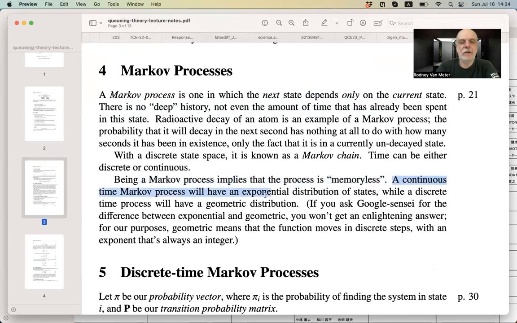A continuous time Markov process will have an exponential distribution of states, while a discrete time process will have what's called a geometric distribution. If you ask Google Sensei for the difference between a geometric and an exponential distribution, you won't get a very helpful answer. You won't get something that's really enlightening. But for our purpose, the geometric means that the function moves in discrete steps and with an exponent that's always an integer.